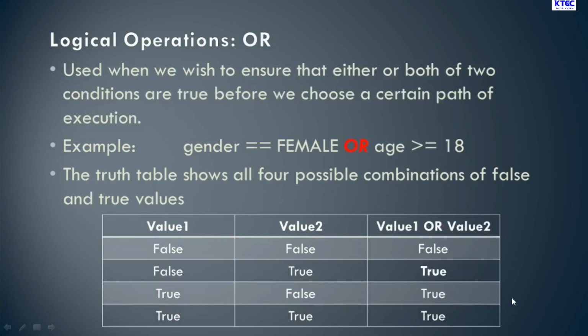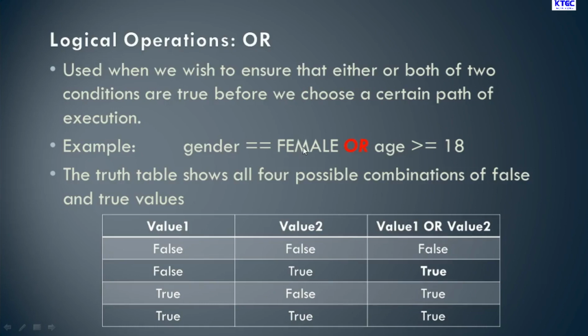So that is that. Now let's see the logical operation OR. We use it when we wish to ensure that either or both of the two conditions are true before we choose a certain path of execution in our program. Now in here, we are not using the AND operator, but rather the OR operator. So for example, say gender equals female, right? Good. Or, so this is a requirement once again.